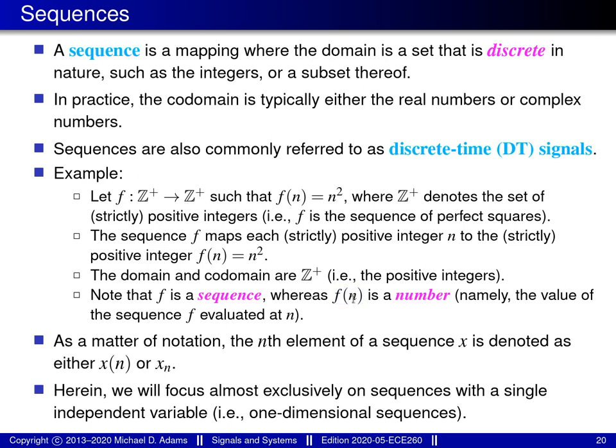So it's always a good idea to try to keep very clear in your mind and distinguish in the notation that you write a sequence versus the sequence evaluated at a point. Now, as a matter of notation, if we want to denote the nth element of a sequence, we can denote it either using notation like this, which is what's used above, or equivalently we can just write the name of the sequence with a subscript n.